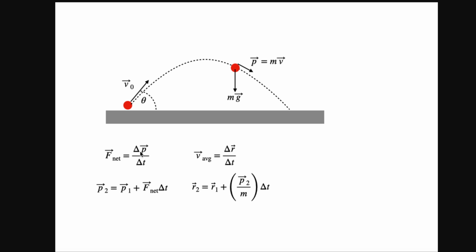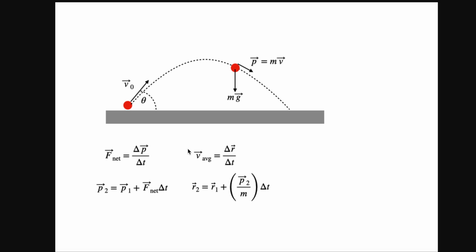I can rearrange this and solve. If I say I have the initial momentum p1, I can find the final momentum by adding F times delta t for some short time interval. This works all the time here because the force is constant. But even if the force wasn't constant, I could still do this because I could choose a short time interval such that it's approximately constant.